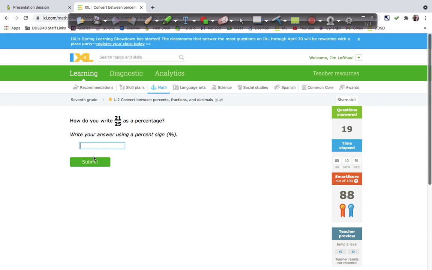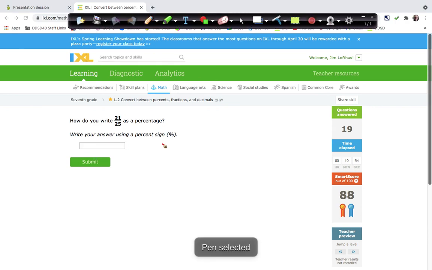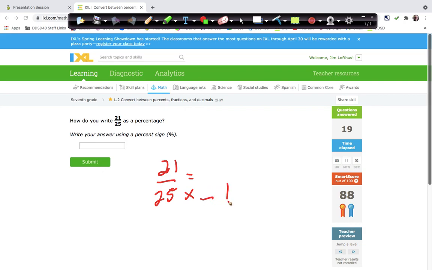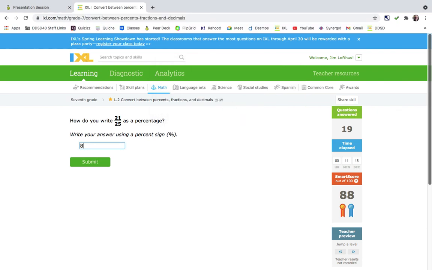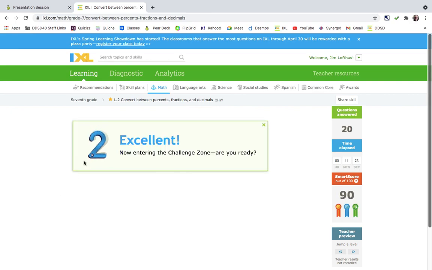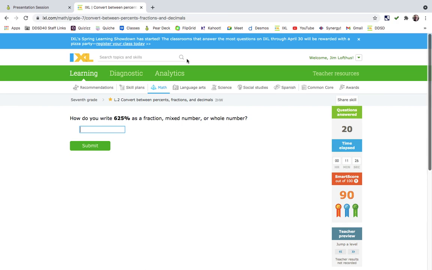Looks like we need one more problem to get to 90. So 21 over 25 equals 25 times what is equal to 100? It's 4. So 21 times 4 is 84. So that looks like this is 84%. And looks like we are done with that tool. 84%. See if that gets us to our 90. Okay, and that is a recap for Monday, April 19th.